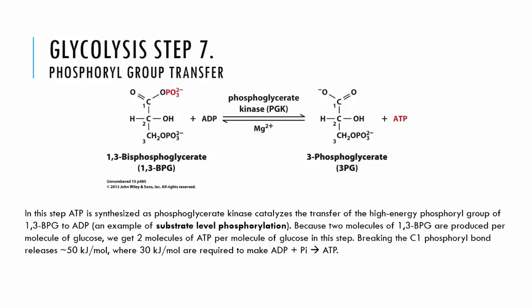By coupling the reaction of the carbon-1 phosphoryl bond, which releases about 50 kilojoules per mole of energy, to forming the phosphoanhydride bond between the beta and gamma phosphate groups of ATP, which requires 30 kilojoules per mole of energy, we have a net release of 20 kilojoules per mole of energy, making this reaction thermodynamically favorable and spontaneous. This release of energy also helps the previous slightly endergonic step in which GAP is phosphorylated to make BPG occur in the forward direction as well.